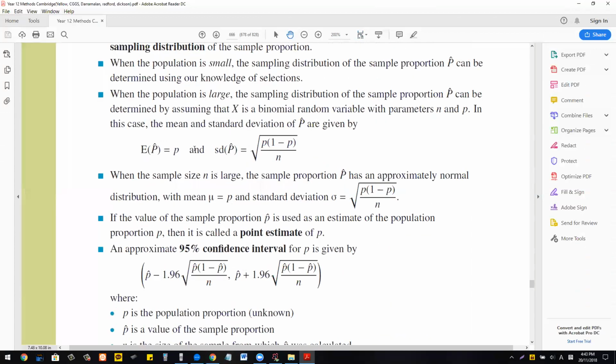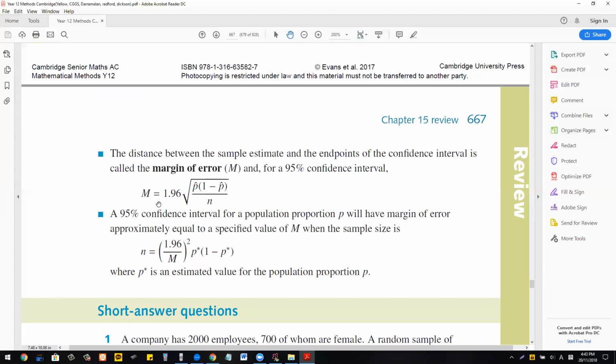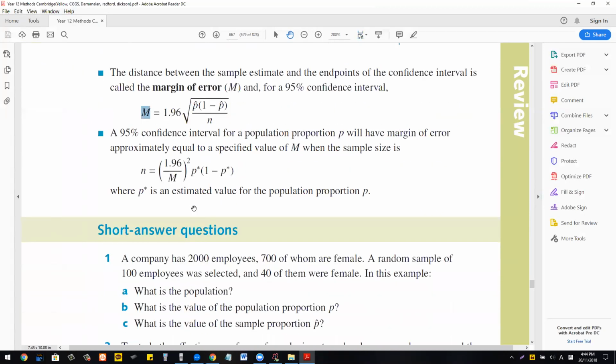So these are the formulas, okay? So the proportion is P, and the standard deviation of the sample proportion distribution is given by this quantity here. Now, this is known as margin of error, and you can use this formula to figure out how many samples you need to get, okay? So margin of error is given by this. We'll have a look at this later.